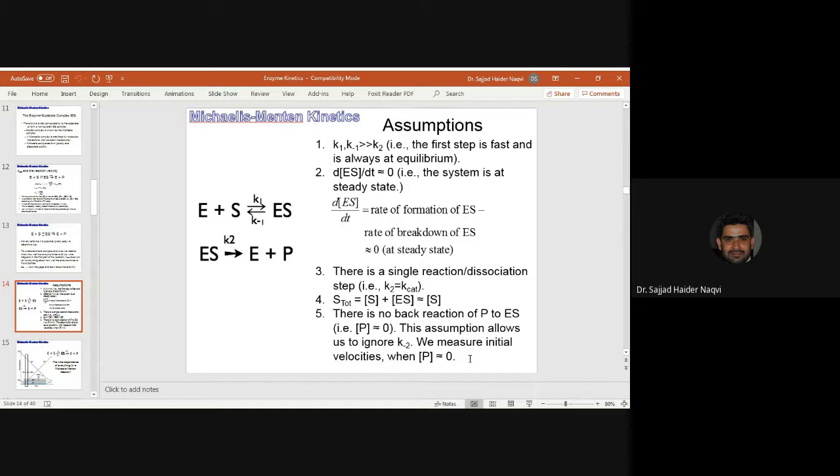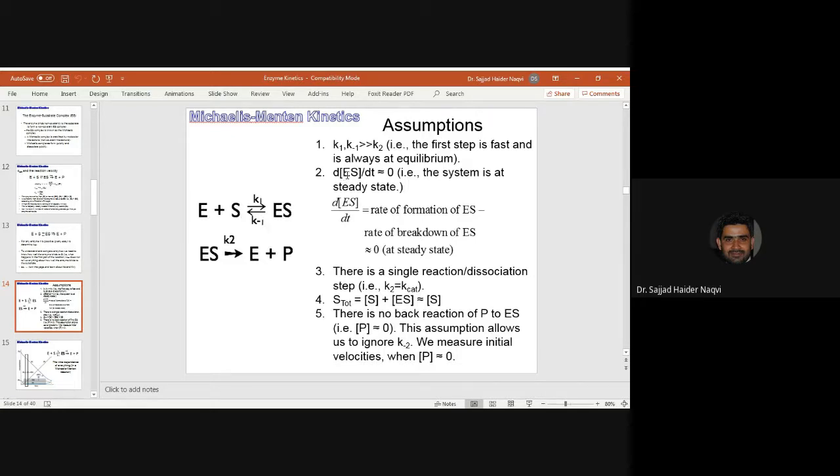And what I'm going to do is stop my today's lecture at this slide so that you will go through it. So what are the assumptions? Number one, the constant of the reactions of enzyme substrate formation and enzyme substrate dissociation is greater than K2. That means the first step of the reaction, I'm talking about this one, is fast and is always at equilibrium. That means the way it is being formed as ES will be the way it is being converted back to this. That's why it's at equilibrium.